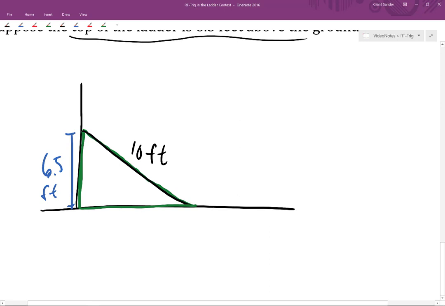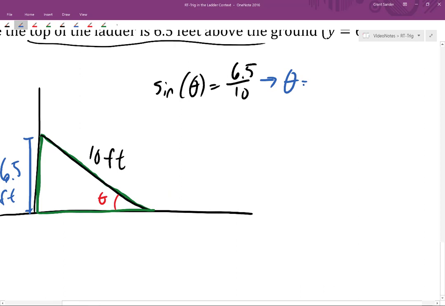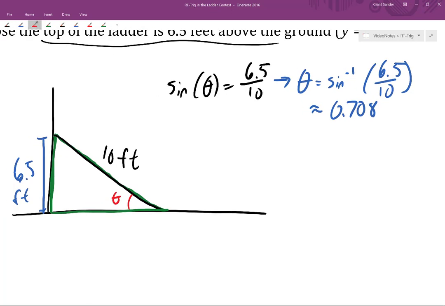In this case, sine of theta is equal to 6.5 divided by 10, where theta is this interior angle measure. Therefore, theta should be equal to sine inverse of 6.5 divided by 10, which is approximately 0.708 radians. So in this situation, the radian measure of that angle of interest is about 0.708. In a similar way, we could use that angle measure and the tangent function to determine the slope of the ladder in this situation.